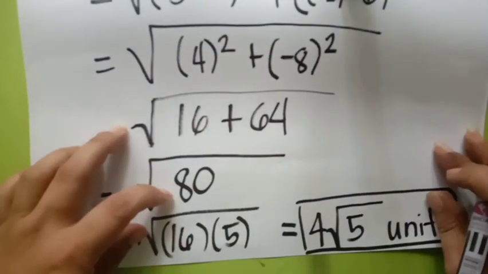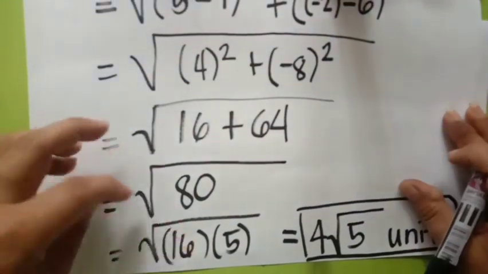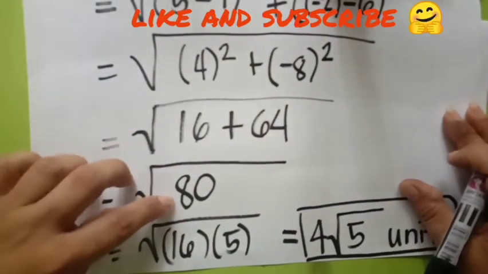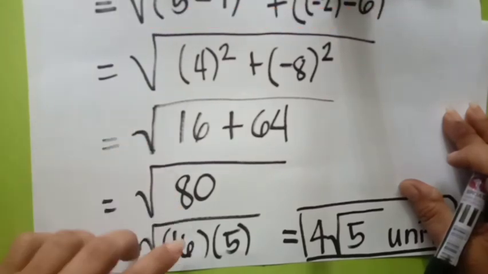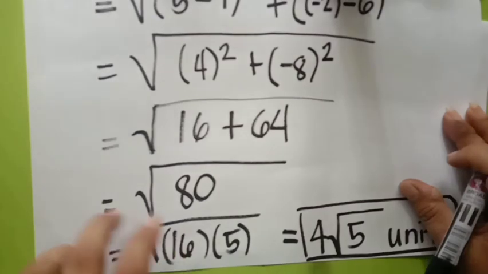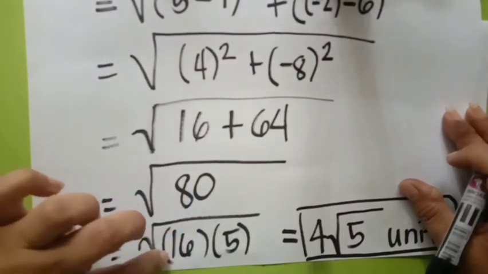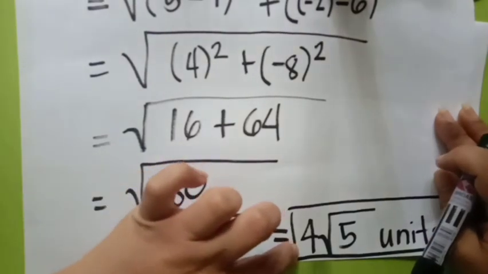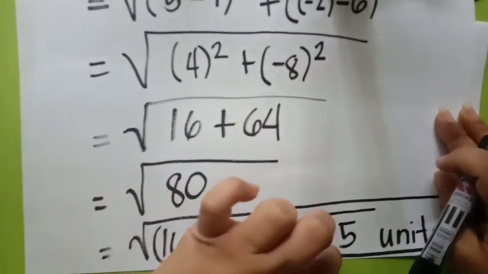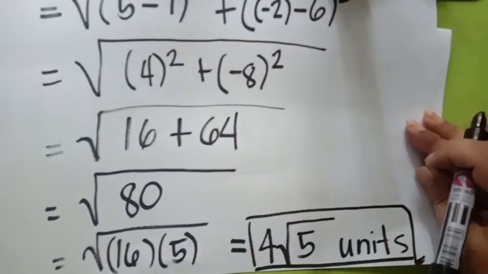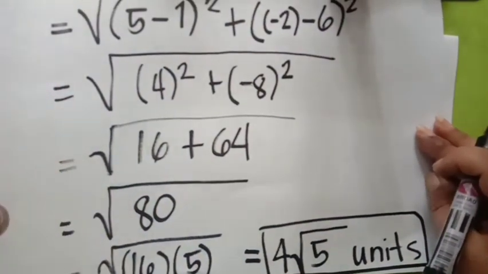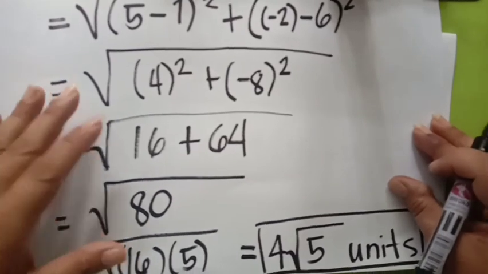Hahanapan nyo lang siya ng factor na, kung meron siyang factor na perfect square. Kasi yung 80, nagkataon na meron siyang factor na perfect square. Ang factor niya na perfect square ay 16, and then the other factor is 5. So, 16 times 5 is 80. Square root of 16 is 4. May iwan yung 5 dun sa loob ng square root sign. So, 4 square root of 5 units. Kung wala naman siyang factor na perfect square, yun na yung sagot nyo as is na ganon. Okay?